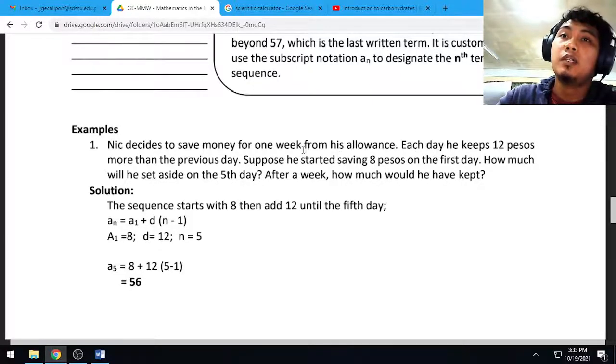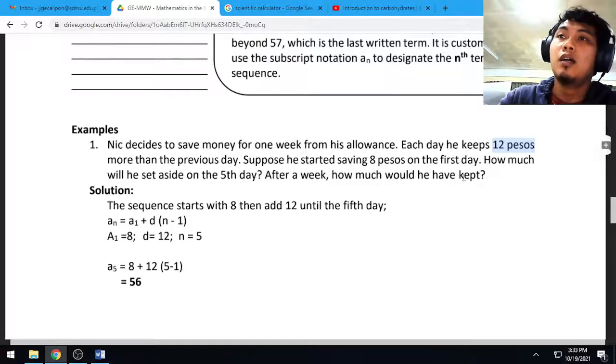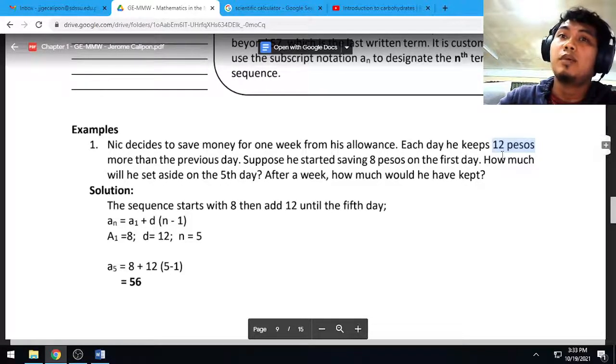So, may given ka ng 1 week. Tandaan mo na yan. 1 week. Dito naman, each day. Ilang araw ba sa isang linggo? 7. So, each day daw, he keeps 12 pesos. Day 1, 12, day 2, 12, hanggang 7th day. 12 pesos, more than the previous day.